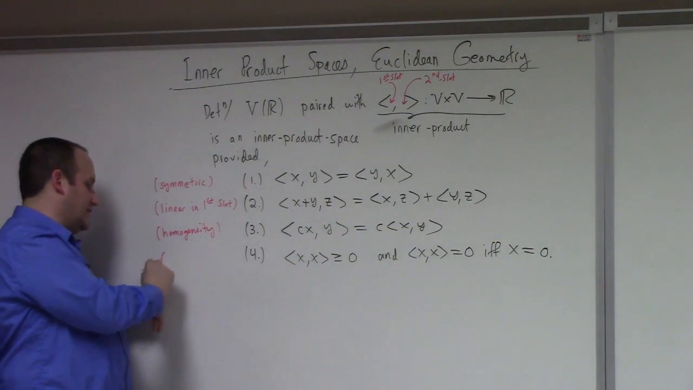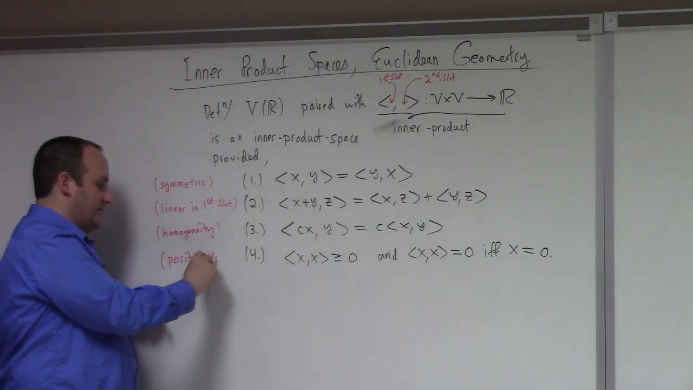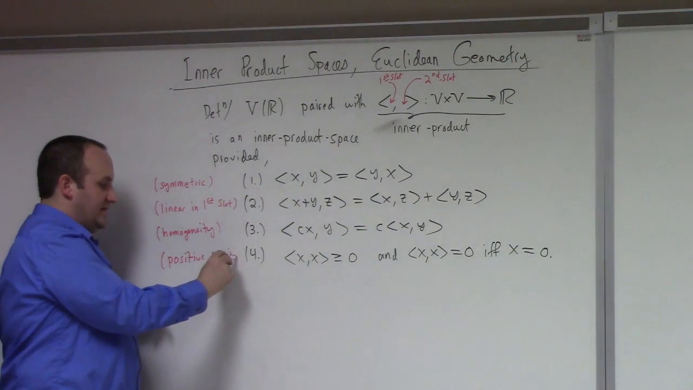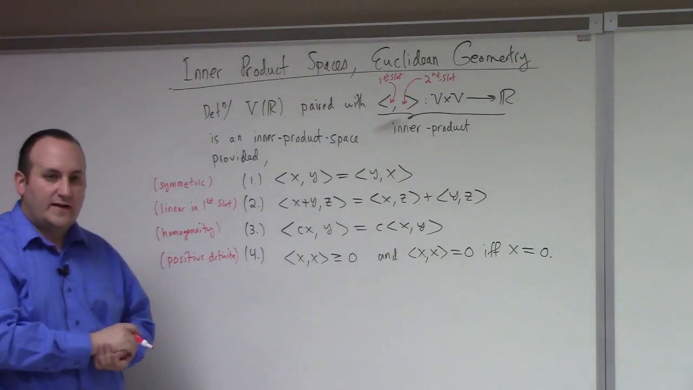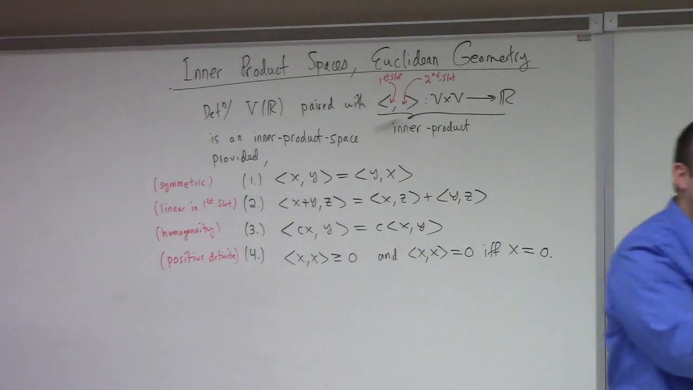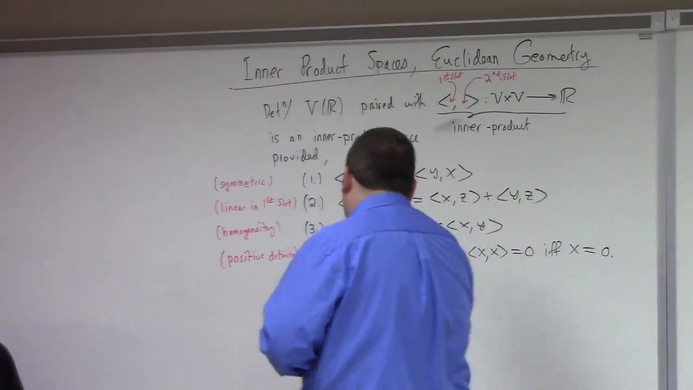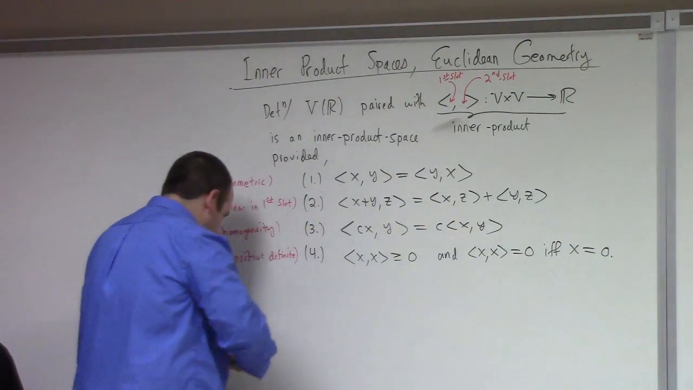And then the last thing is what's called positive definite. Positive definite says that the inner product of a vector with itself is only 0 when you have the 0 vector. And also it's positive, non-negative generally. Okay, this is an inner product, and we can prove all kinds of beautiful theorems about this structure.